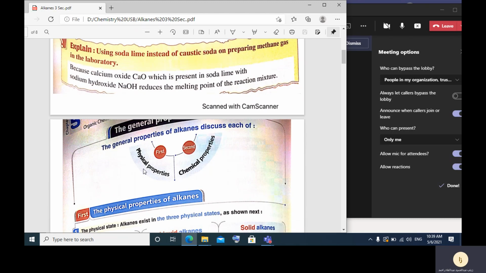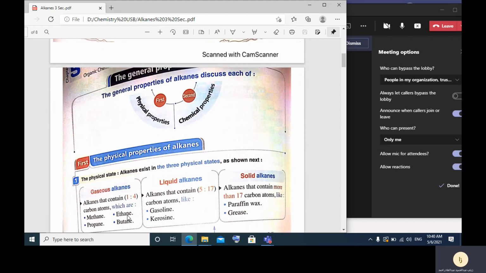The general properties of alkanes: discuss each of the following. First, we can discuss the physical properties of alkanes, then the chemical properties of them. For physical properties, we can say that alkanes exist in three physical states, which are gaseous state, liquid state, solid state. In gaseous states, they are characterized by the presence of 1 or 2 or 3 or 4 carbon atoms. So the number of carbons found in gaseous alkanes ranges from 1 to 4. For example, methane, ethane, propane, butane.